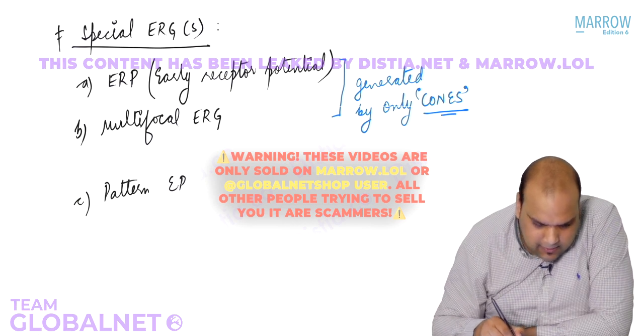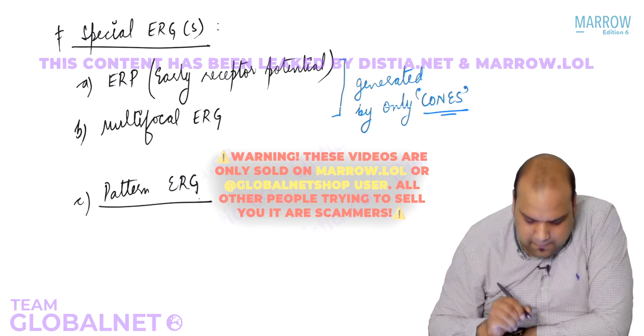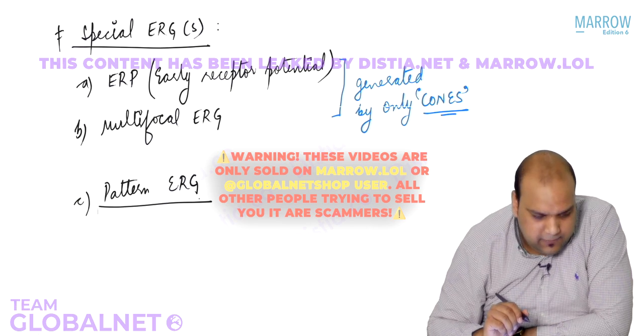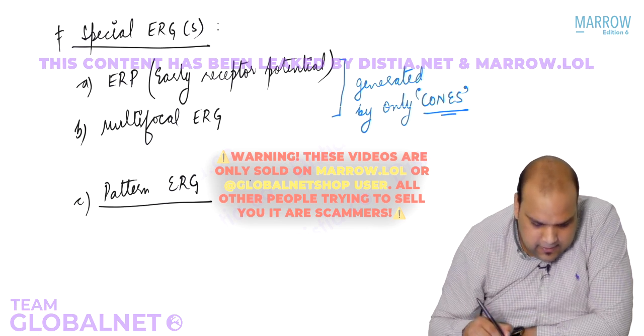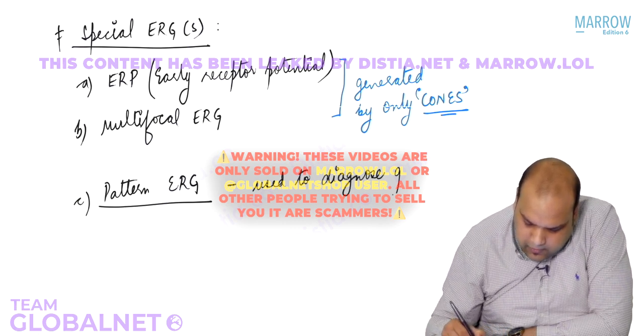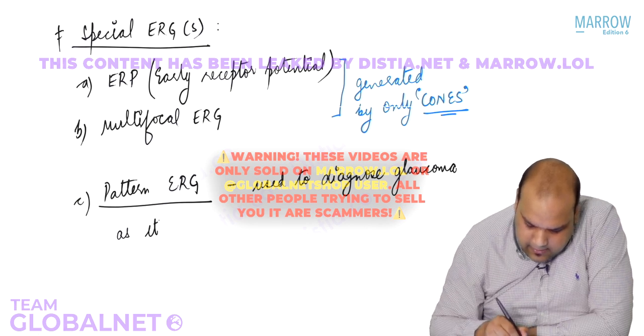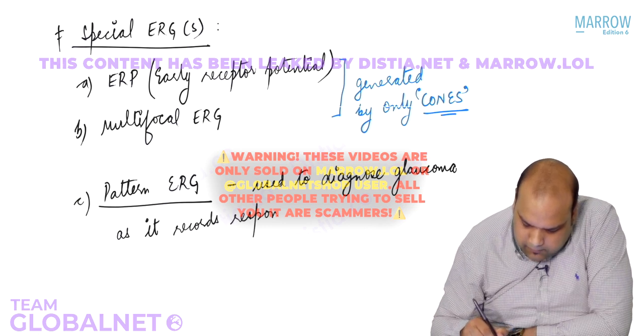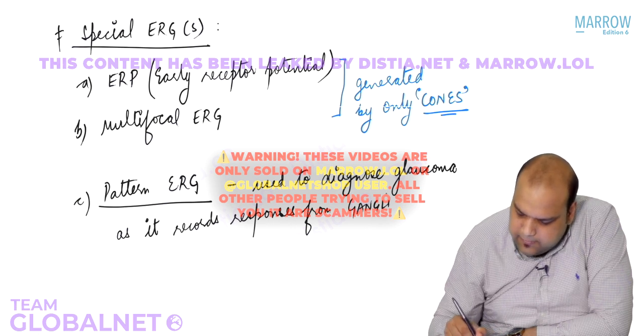pattern ERG. Pattern ERG, a special type of ERG. It is used to diagnose glaucoma, as it records responses from ganglion cells.